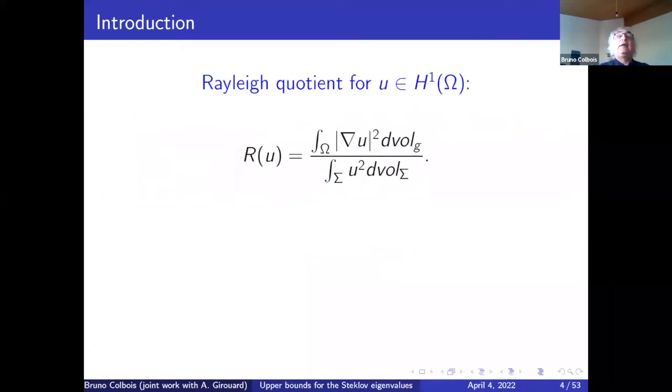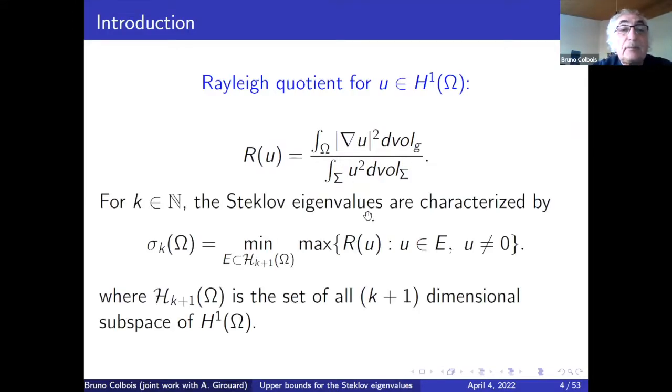I will explain some upper bounds coming from geometric methods. When you try to apply geometric methods, we always use the Rayleigh quotient. That is, if you have a function in H^1, the Rayleigh quotient is the ratio between the integral of the gradient of the function over the whole manifold, divided by the L^2 norm, but on the boundary. And there is the very classical min-max characterization.